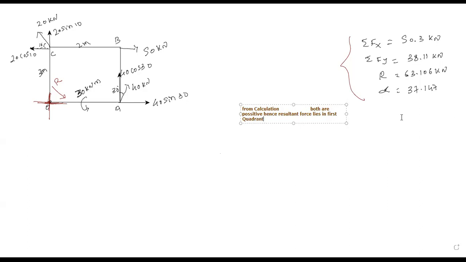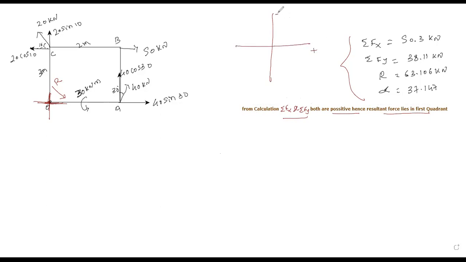Please check if there is any spelling mistake, and change it yourself. From calculation, sigma fx and sigma fy both are positive. Hence, resultant force lies in first quadrant. If both your forces are positive, your resultant force lies in the first quadrant. You will mention it like this. If your sigma fy is negative and sigma fx positive, your resultant force lies in the second quadrant. We will represent it like this.